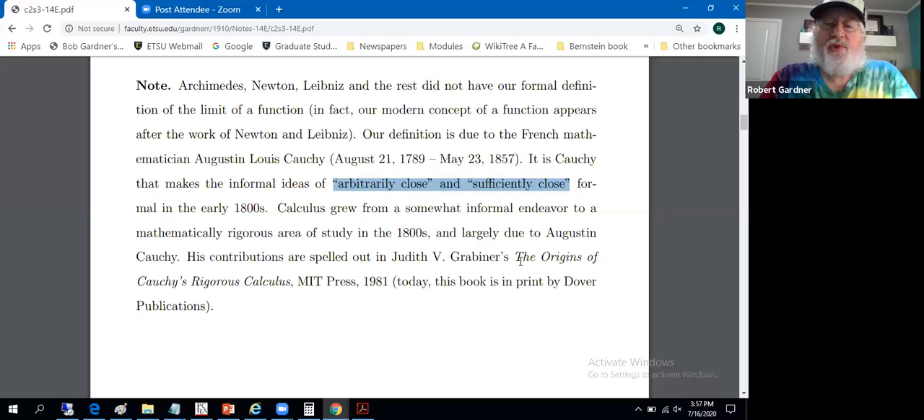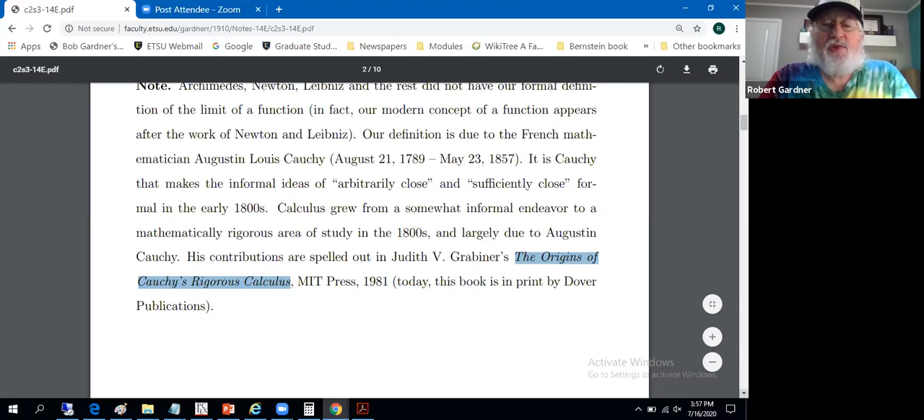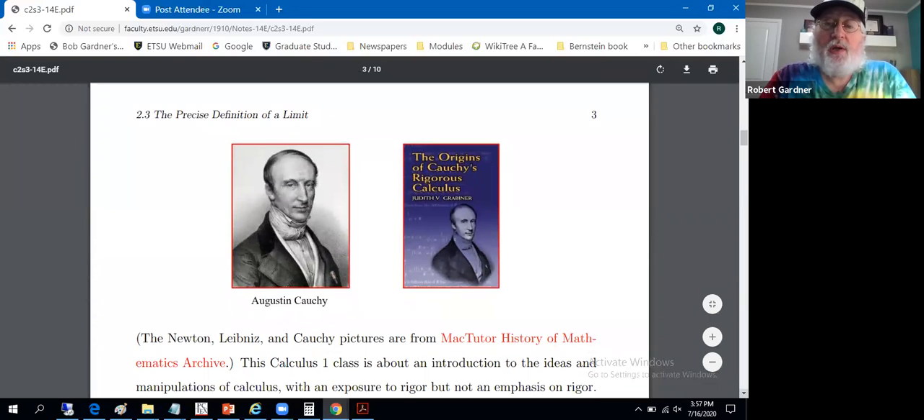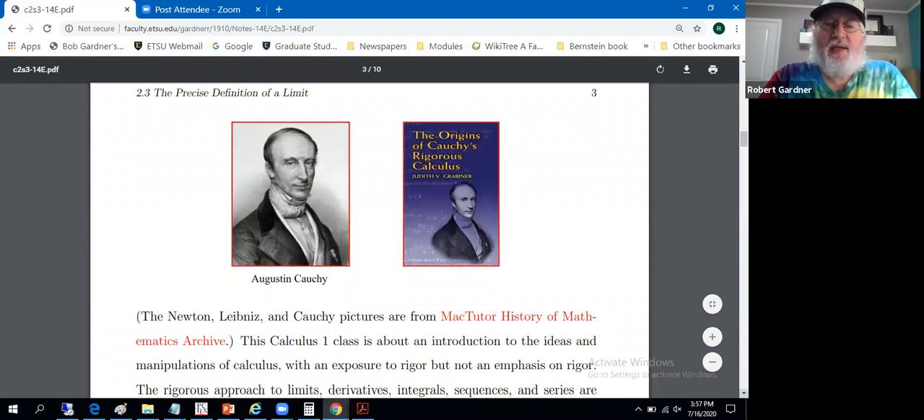Some of the stories are spelled out in The Origins of Cauchy's Rigorous Calculus, a book that dates from 1981. It's still in print as a Dover book. That means it's available as a little inexpensive paperback book. But the calculus we're doing in this section is certainly based on Cauchy's ideas.